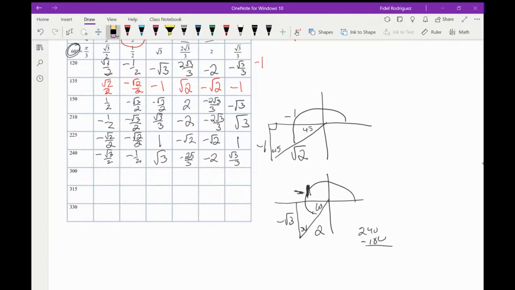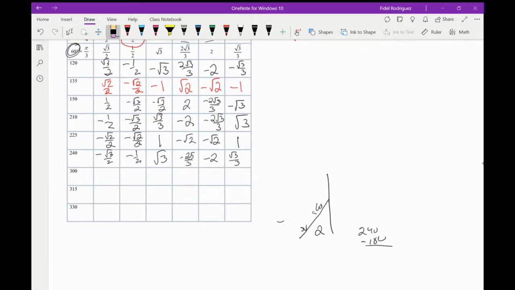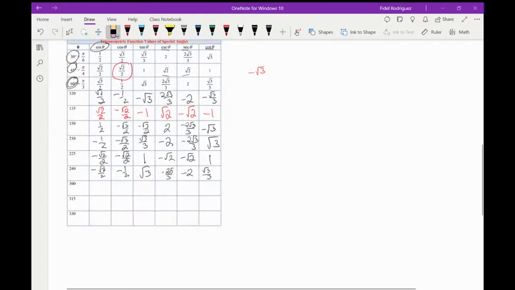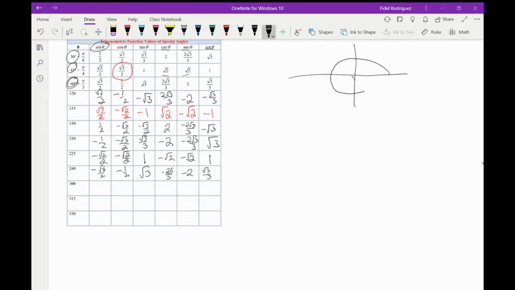Alrighty. And we're going to do, we got 3 more to go, guys, and we'll be done with this. Okay. So I'm going to zoom out a little bit because I do want to be able to see all my angles that we have. Okay, so now let's draw another picture. What angle we're looking at now? We're looking at 300 degrees. So 300 degrees is going to be somewhere over here. Okay.